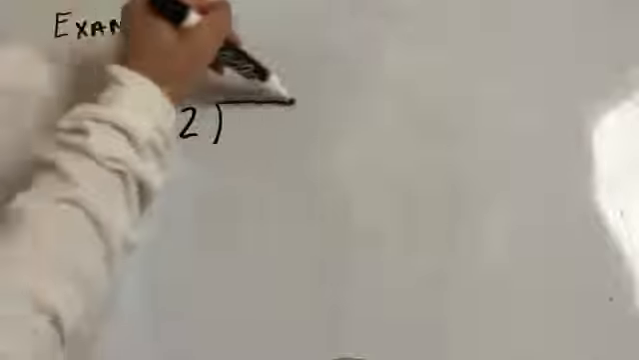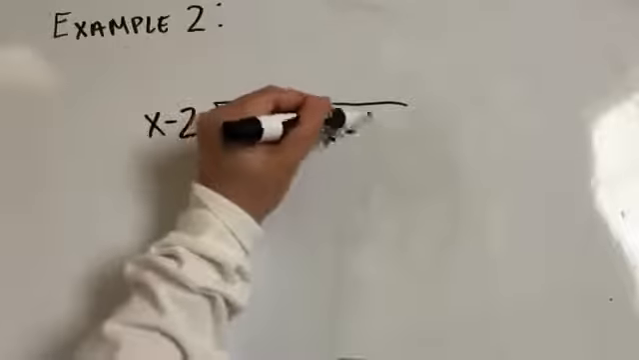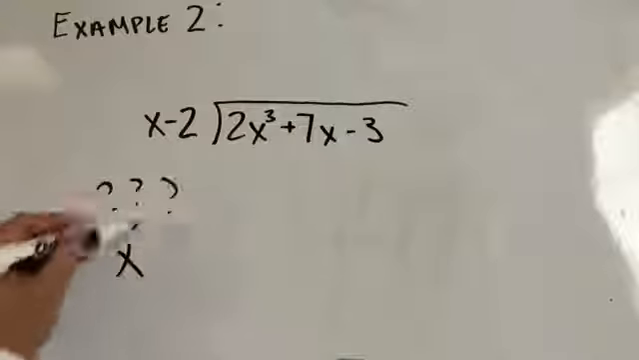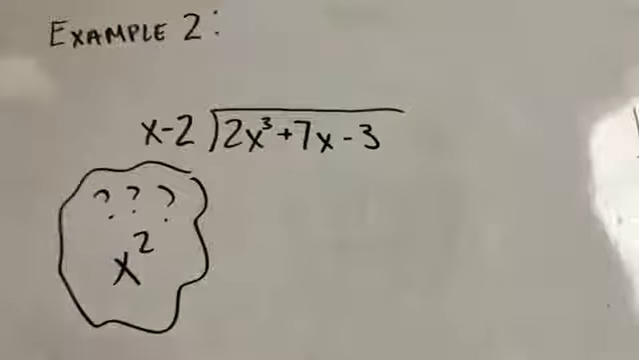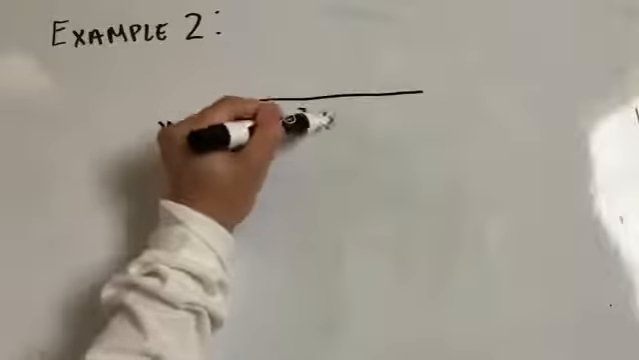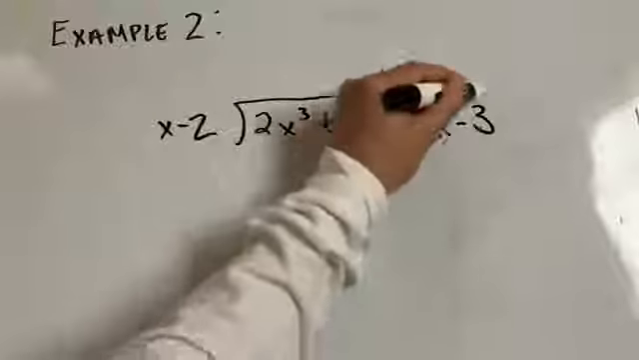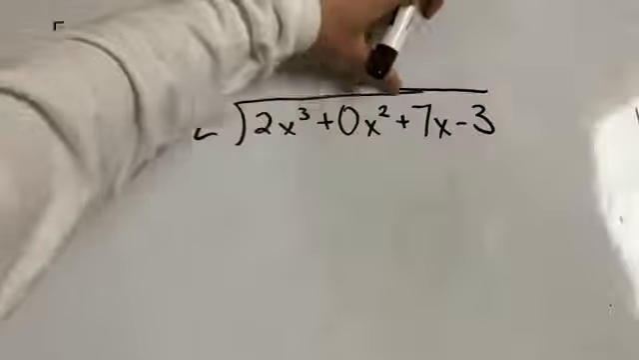Now, for example number 2, we have 2x^3 + 7x - 3 divided by x - 2. Now don't be alarmed that you don't see an x squared, because we have a solution for you. All you need to do is rewrite the problem to 2x^3 + 0x^2 + 7x - 3 divided by x - 2.